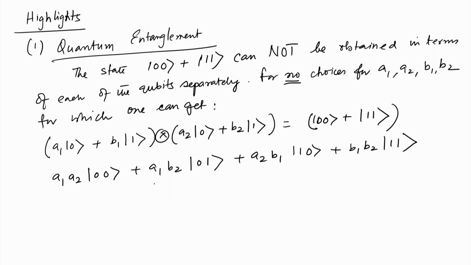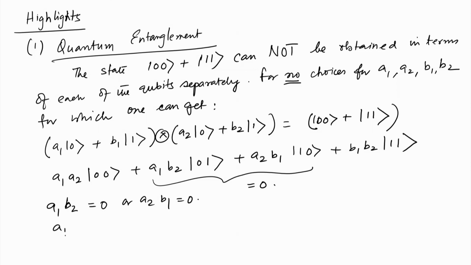Now, for the 01 and 10 terms to vanish, the coefficients need to be 0. So, A1 B2 has to be equal to 0 or A2 B1 has to be equal to 0, in which case either A1 A2 will become 0 or B1 B2 will become 0, and hence we cannot have a state which is 00 plus 11 in this way, and this is called the entangled state.